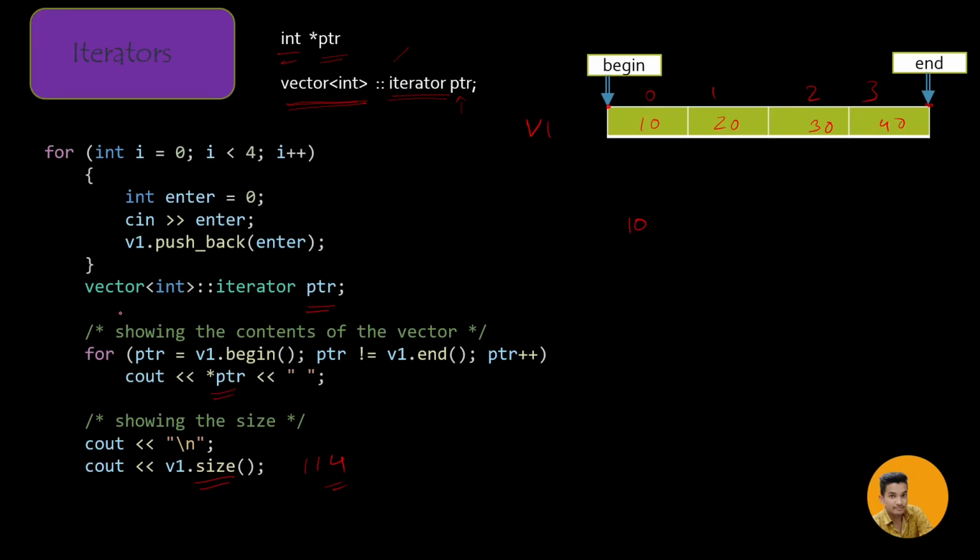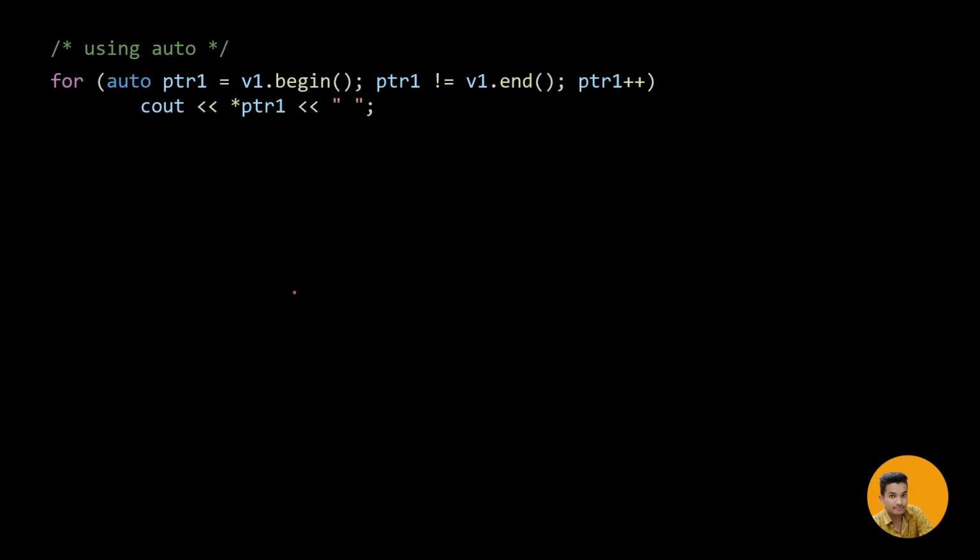Now there was such a big line to specify what type of pointer or iterator you want. There is a short method: you just use the keyword auto, and it automatically decides which type of iterator this is, and then it does the same.